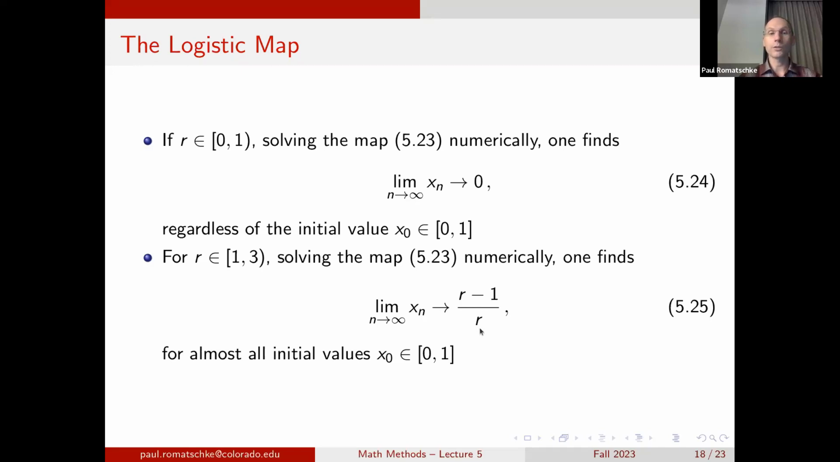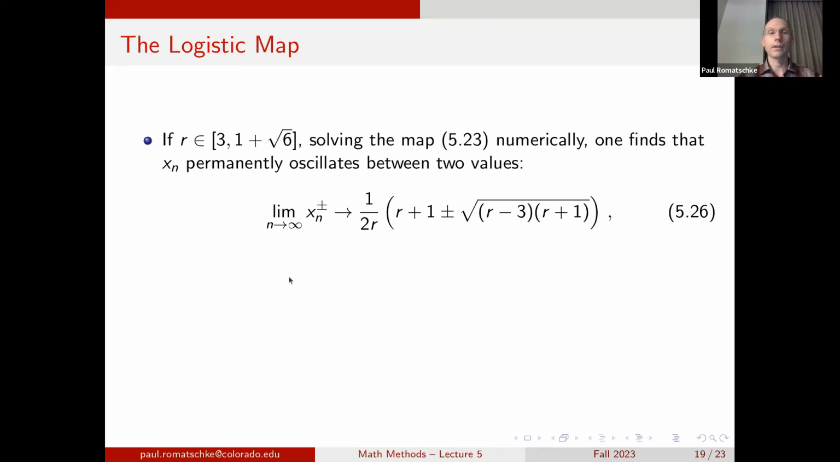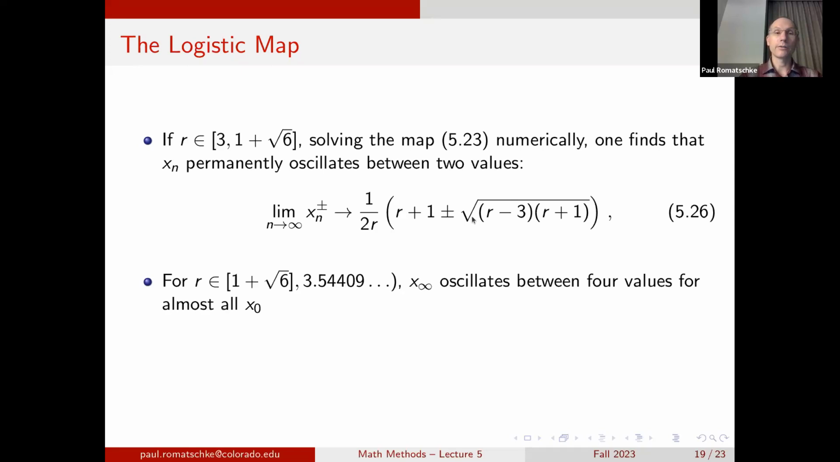So we can continue to explore what happens if we increase r further. If r is in between 3 and 1 plus square root of 6, numerically roughly 3.44, then one finds that x_n oscillates between two values, which are given in equation 5.26. If we increase r even further, somewhere between 3.44 and 3.54, then the limiting values are given as an oscillation between four values for almost all x naught.